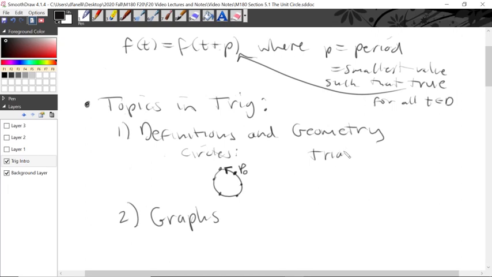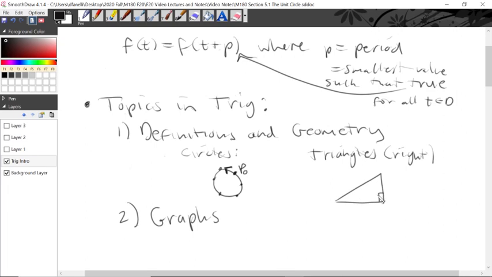The other geometry primarily used is the geometry of triangles, and most explicitly right triangles. We can certainly apply trigonometry to non-right triangles, but we'll be defining the trigonometric functions in terms of right triangles, as well as with respect to circles.